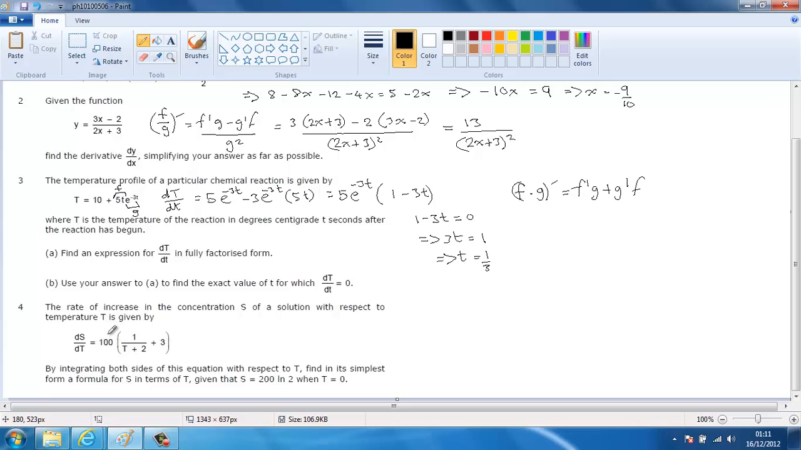Question 4, we have to integrate both sides. Left hand side, ds by dt integrated is just going to become s, because the integral of the derivative is just the original variable. On the right hand side, you can put down the 100 first, because the integral of 100 times something is the same as 100 times the integral. And then we want the integral of 1 over t plus 2. Well, we should remember that when we see 1 over something, the integral is going to probably be a natural log.